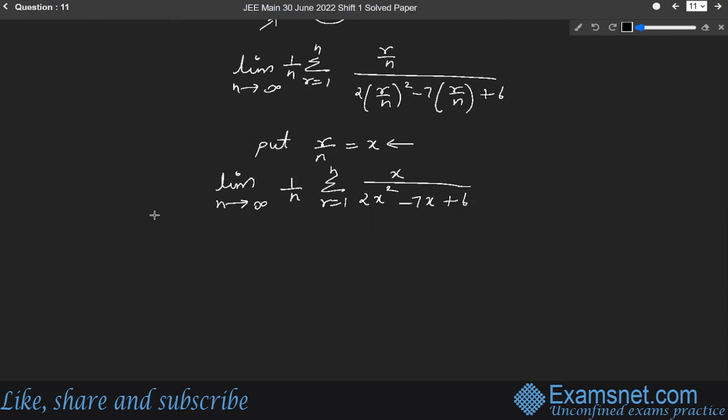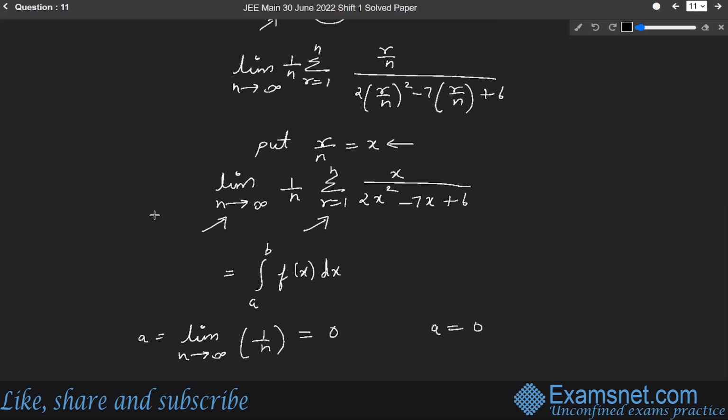You can see that here we have limit plus summation. So this is equal to integral of a to b f of x dx. Since there is limit and summation, it will be in the form of integral of a to b f of x dx. Now, what is a and what is b? For a, we will have limit n tending to infinity 1 by n, so its value will be 0. It means that a is 0.